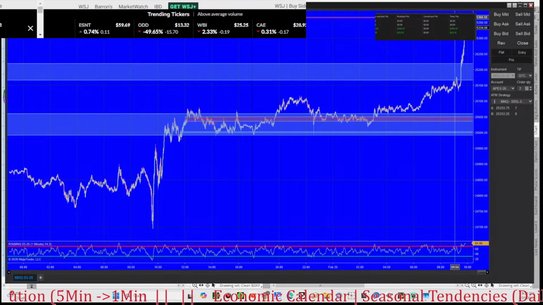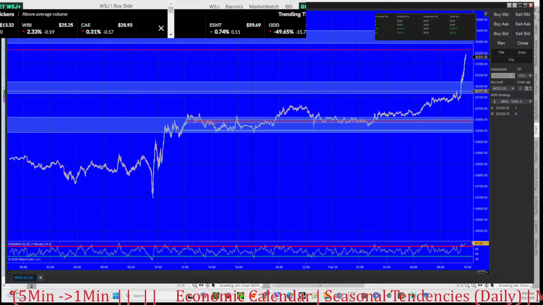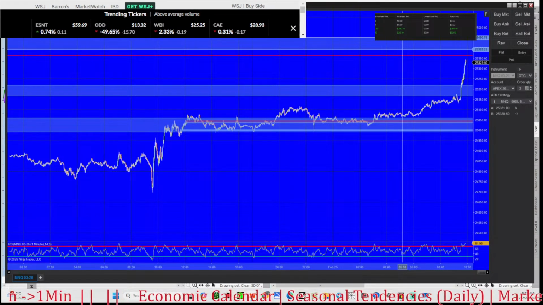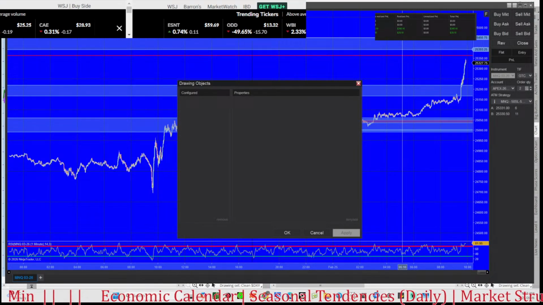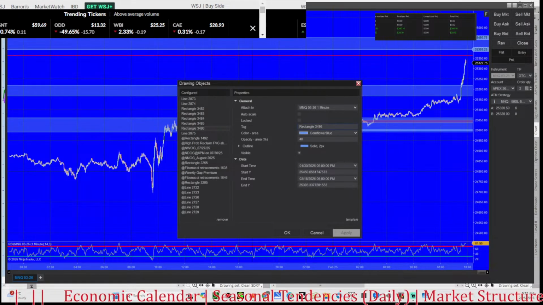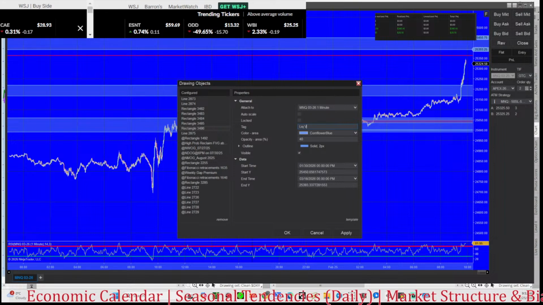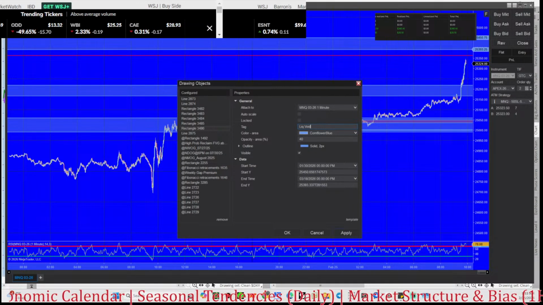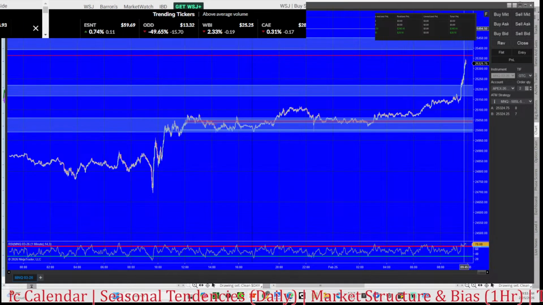And then this is the line that I draw, and right on top of it, this is the liquidity void right here. I forgot what day that was, but that's the liquidity void. You want to make sure you annotate it. Okay, that's that.